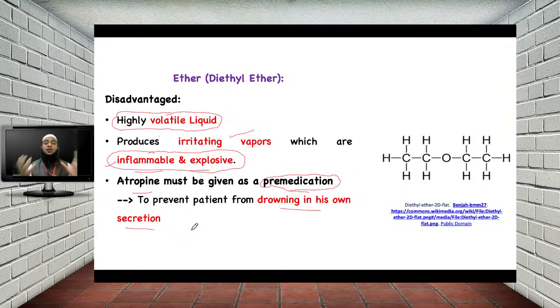But since the patient is unconscious, he will not be able to do that, and the secretion generally accumulates in the mouth, may go into the lungs, and may lead to the drowning of the patient. So to avoid this excessive salivary and mucus secretion, you give atropine as a pre-medication along with the ether, so that you can overcome the effect that happens due to the irritating property of the ether.